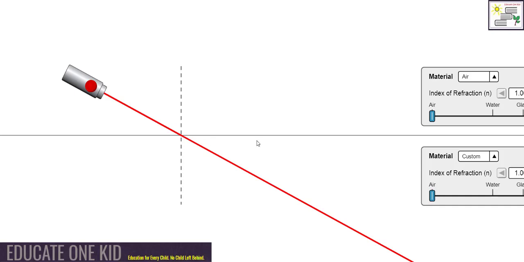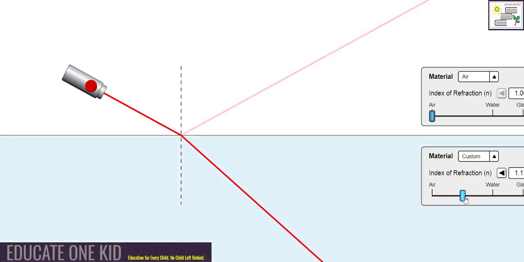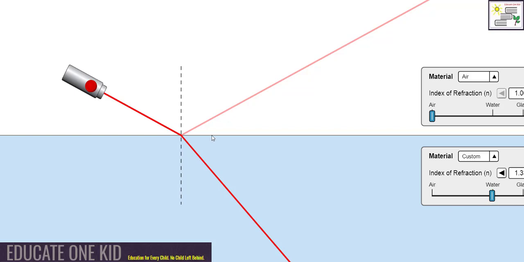Let's consider what would happen if the light travels through air, and then what would happen if it then traveled into water. So let me change this area here into water. What do you notice? You should notice that the light no longer travels in a straight line. You can see that when the light reaches the water, it then bends like this.